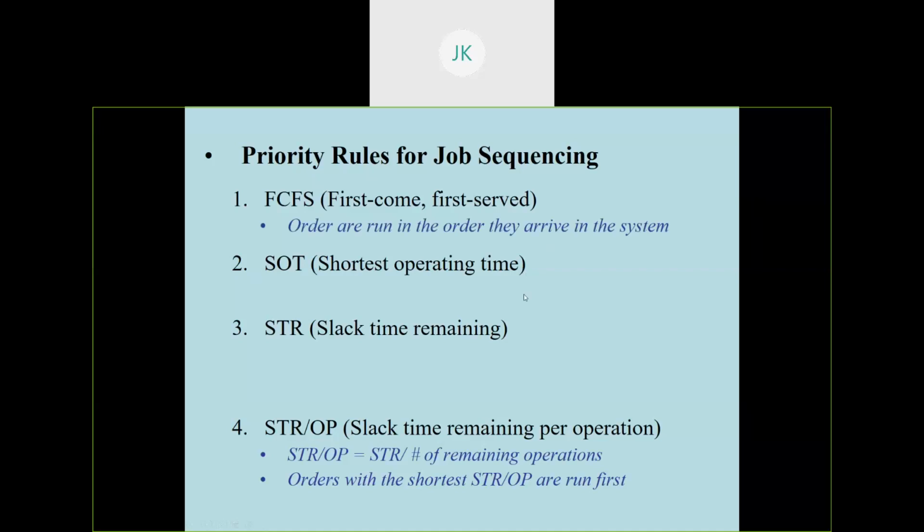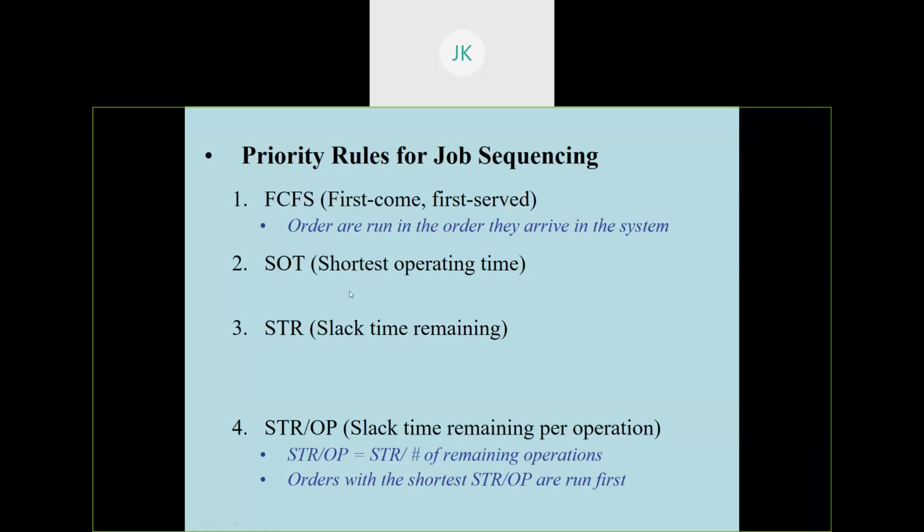There are many priority rules. FCFS, first come, first serve. You know this one. We use this one in many cases. If we go somewhere, then whoever comes first, we give service or product first, and so on.